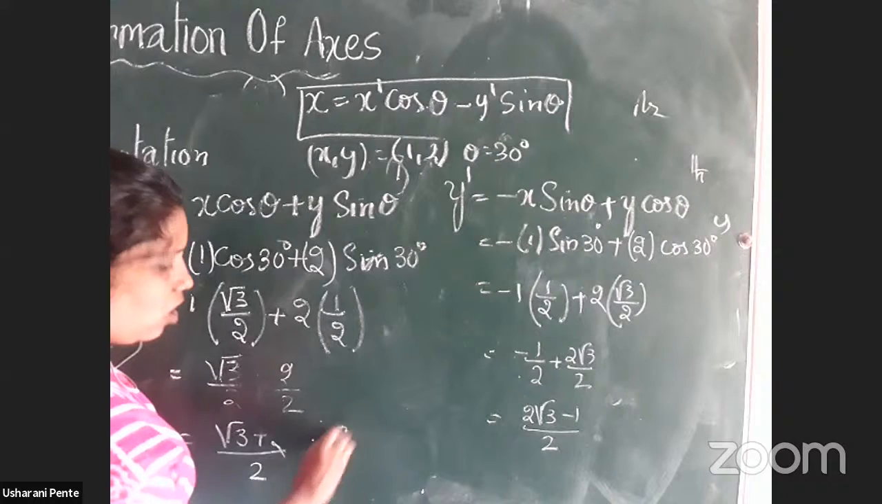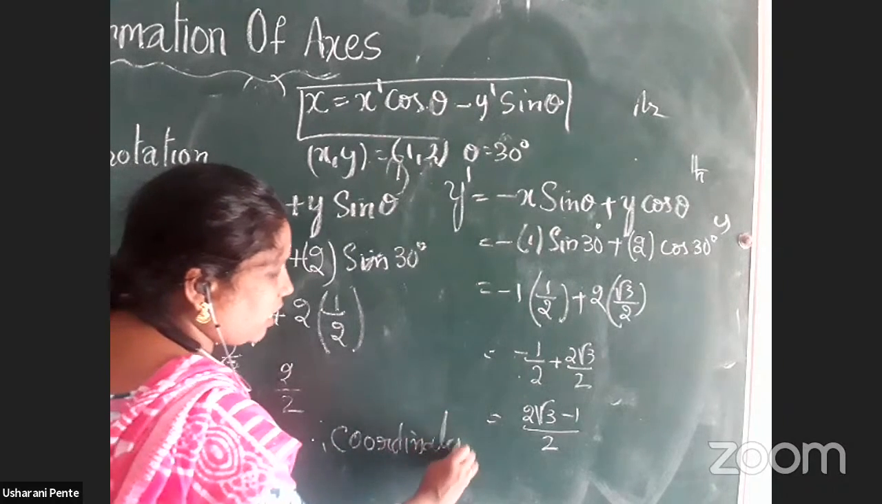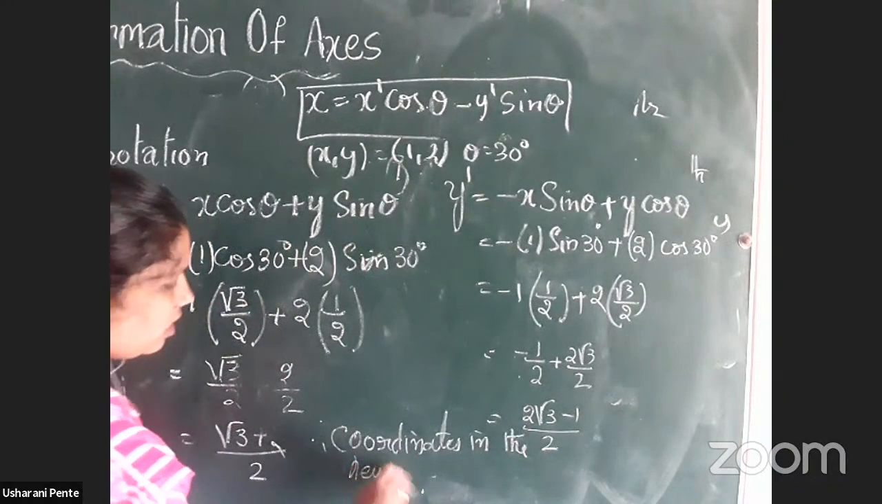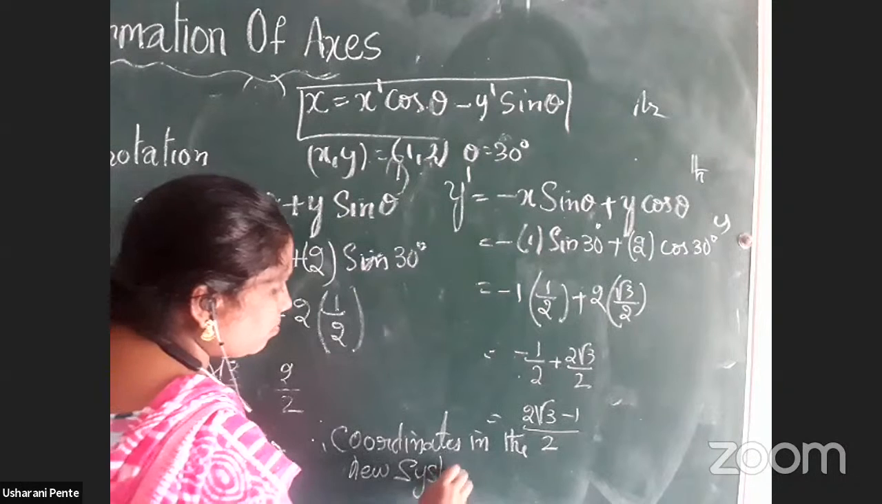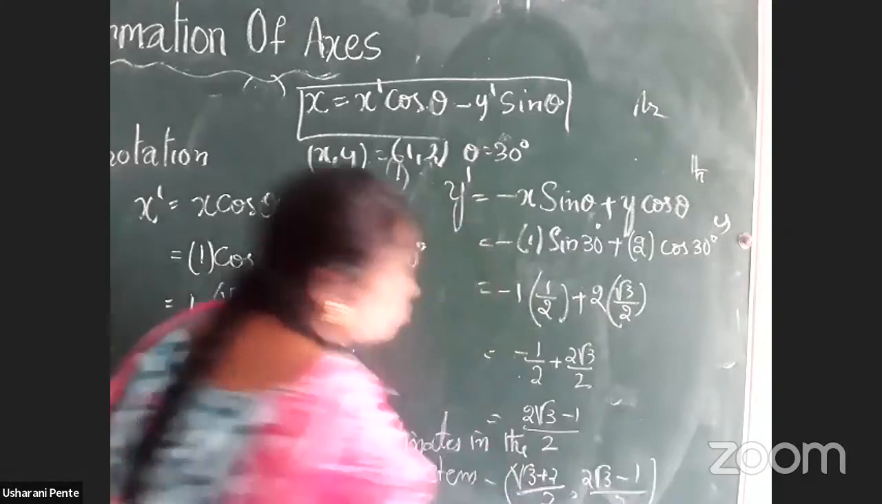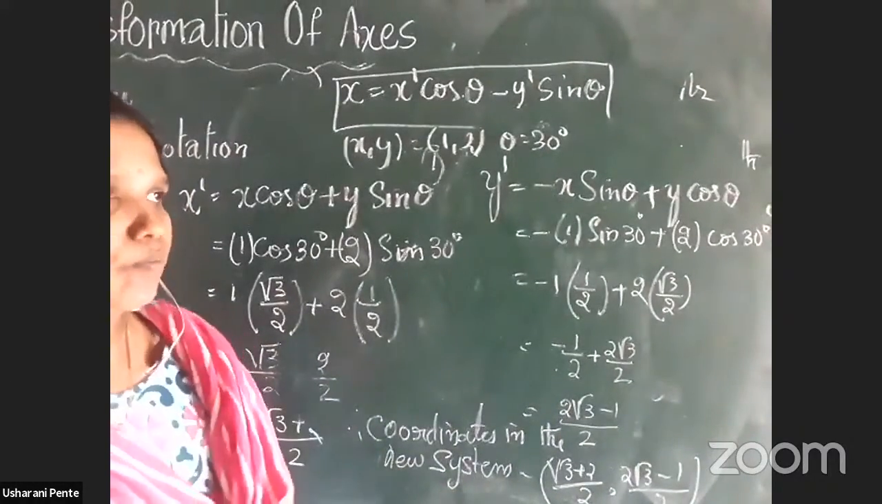Therefore, the coordinates in the new system are equal to root 3 plus 2 by 2 comma 2 root 3 minus 1 by 2.